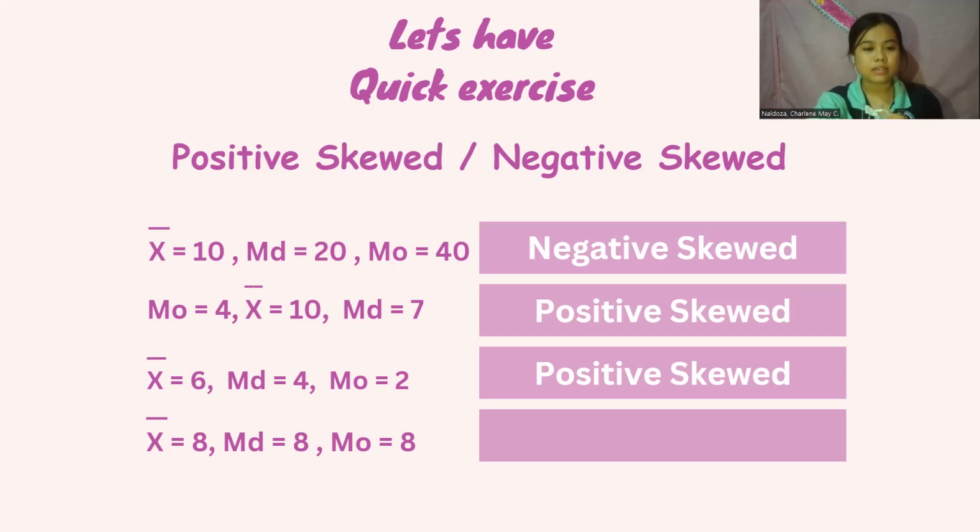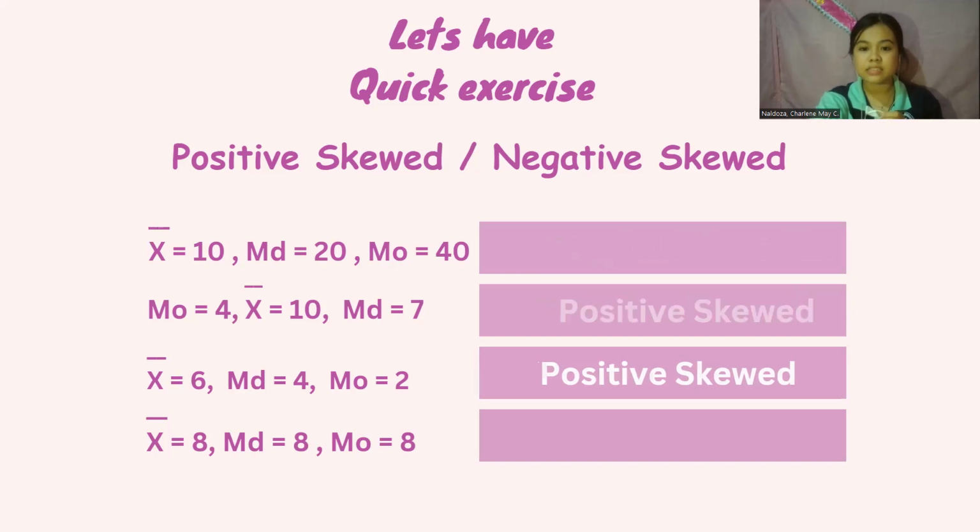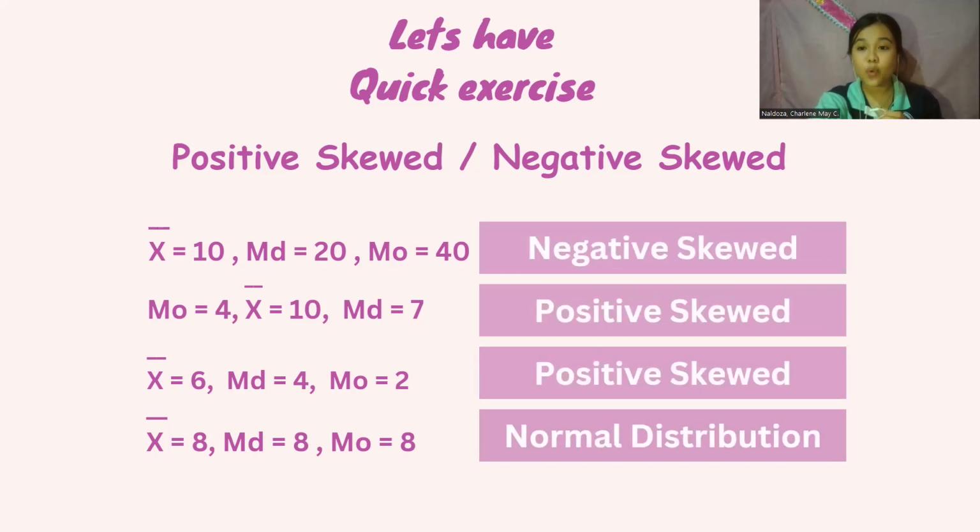And lastly, mean is equal to 8, median is equal to 8, and mode is equal to 8. So what is this? That is normal distribution. Because as I said a while ago, the only thing you need to understand in the normal distribution is that the mean, median, and the mode are equal. Okay?